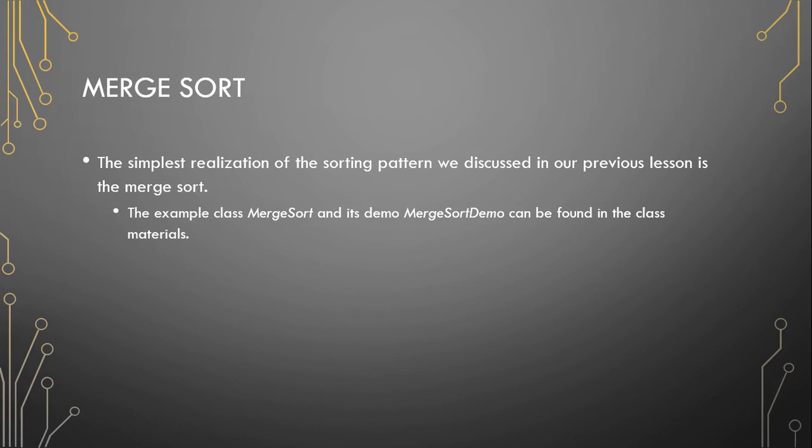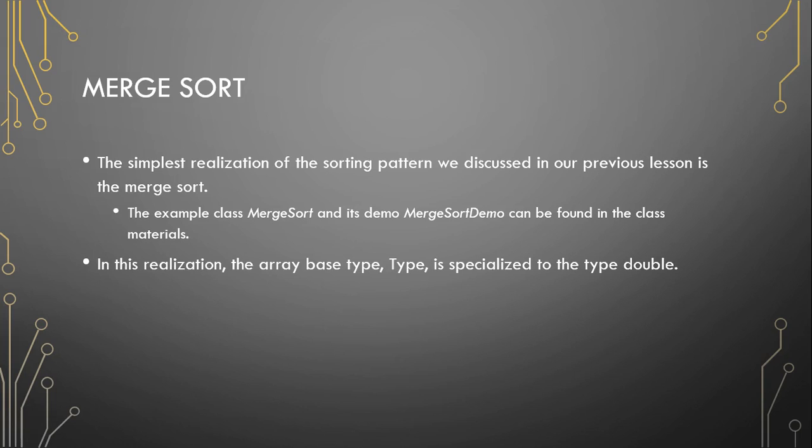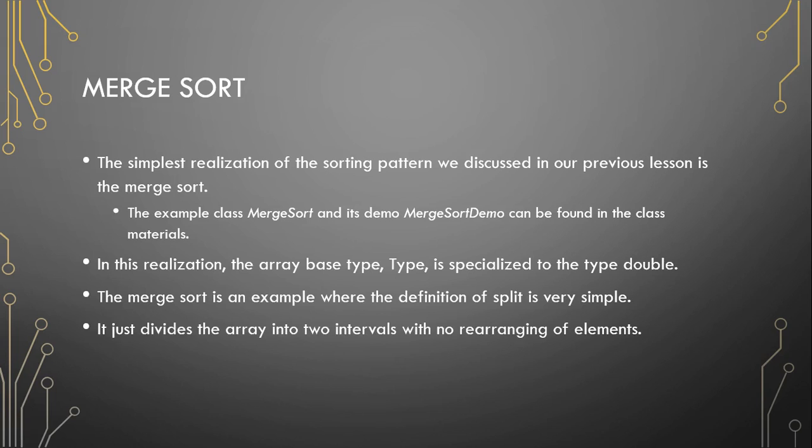So the simplest visualization of the sorting pattern we discussed in our previous lesson is, of course, the merge sort. Now the example merge sort and its demo can be found in our class materials. In this realization, the array base type is specialized to the type double. The merge sort is therefore an example where the split is pretty simple. You have the first half of the array and the second half of the array. It's just going to divide that array into two intervals with no rearranging of the elements. It's just going to say, hey, I'm going to cut it in half, and we're going to look at those two halves. Now the join method, of course, is a little bit more complicated.